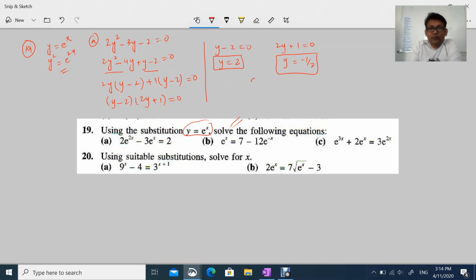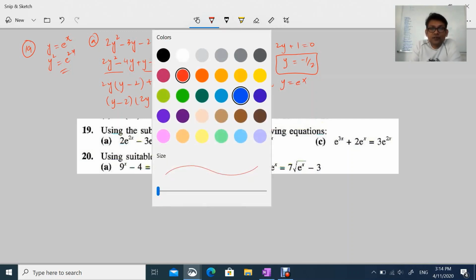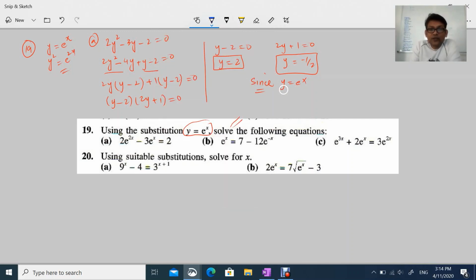So it means I have to apply, since y is equal to e power x, this y and this y, I will put this value 2 here. e power x is equal to 2, and I will write e power x is equal to minus 1 upon 2. What will I apply?